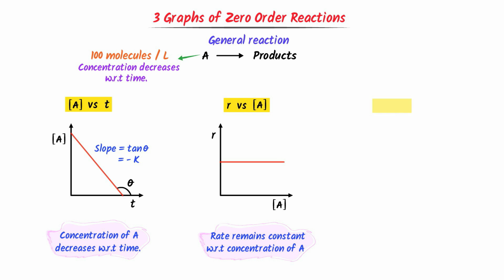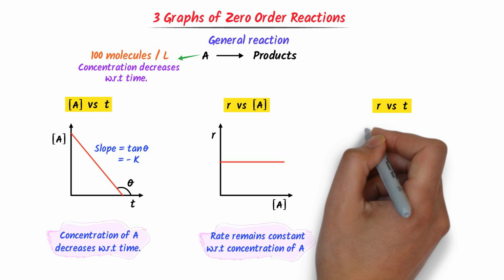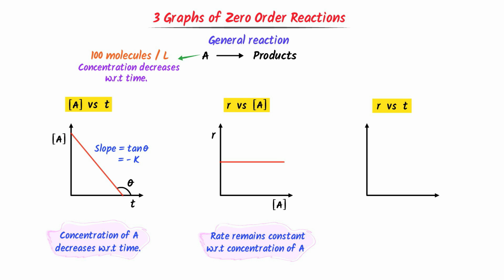Thirdly, let me draw a graph of rate of zero order reaction against time t. As usual, I draw two perpendicular lines. Along x-axis, I take time. Along y-axis, I take rate R of the zero order reaction. Now listen carefully. We know that the rate R of zero order reaction remains constant. I mean, if it is 5 mole per liter per second, then at any time it will remain 5 mole per liter per second. It will never change.